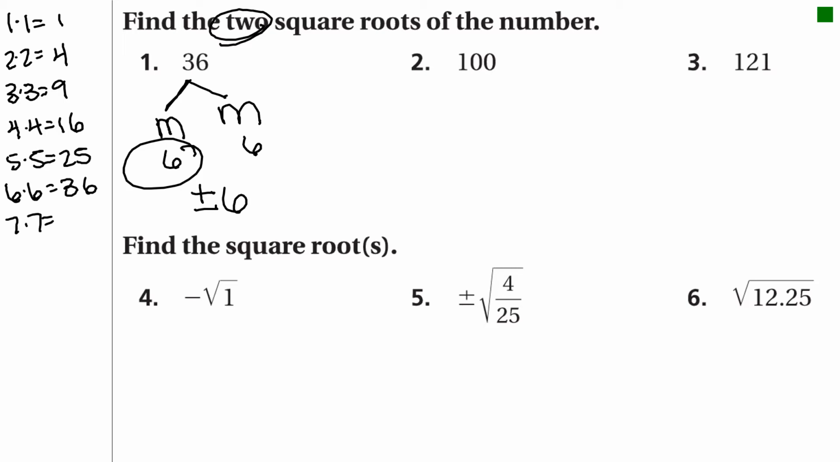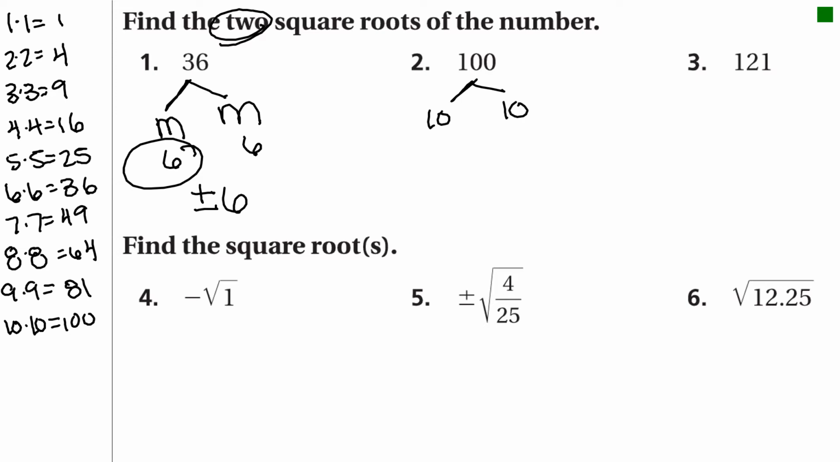7 times 7 is 49. 8 times 8 is 64. 9 times 9 is 81. 10 times 10 is 100. That's what I'm looking for. So what two numbers times itself gets us 100? That's 10 and 10. So it's plus minus 10. Not both of the 10s, just one of the 10s.